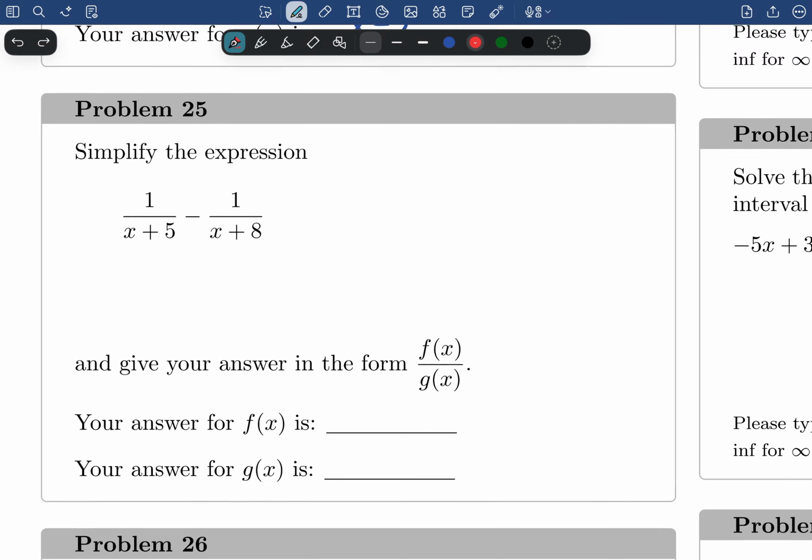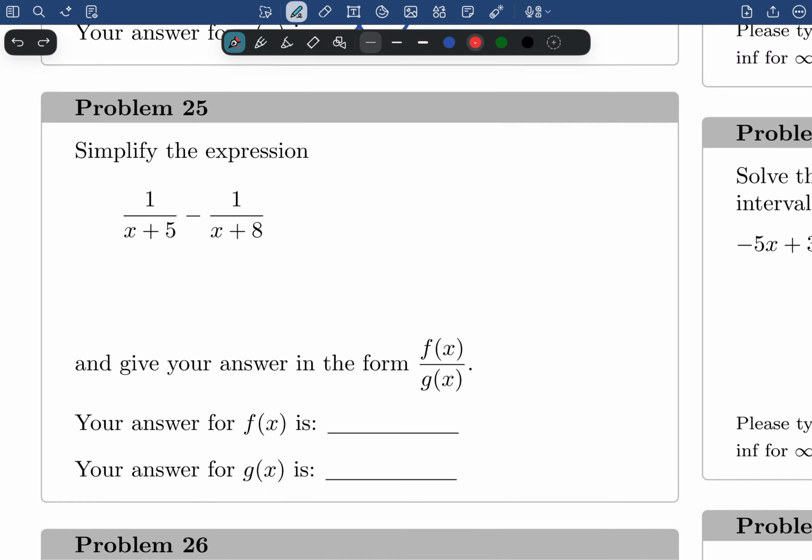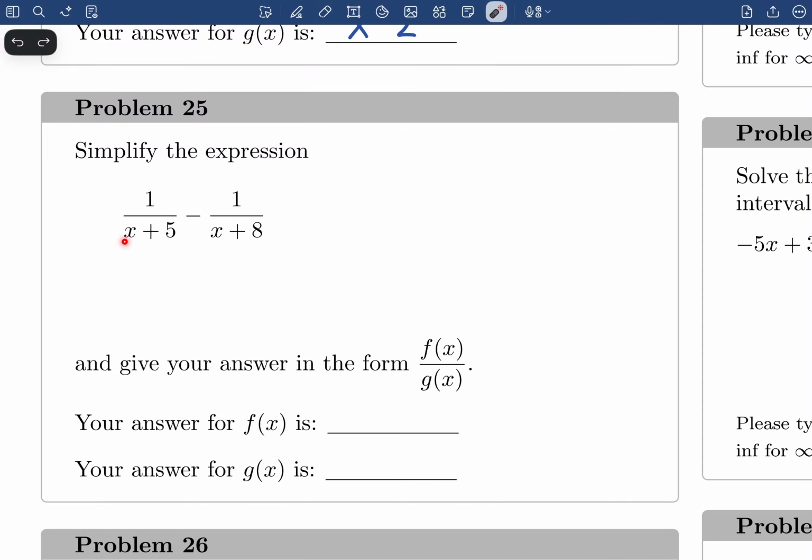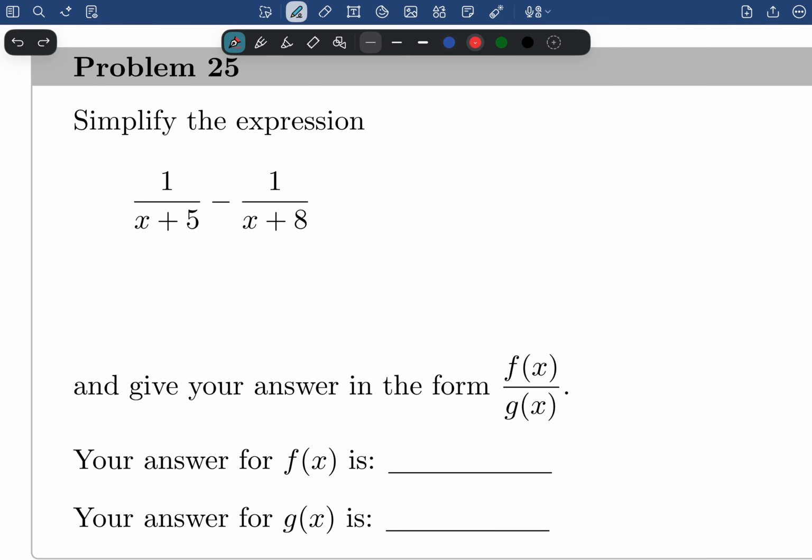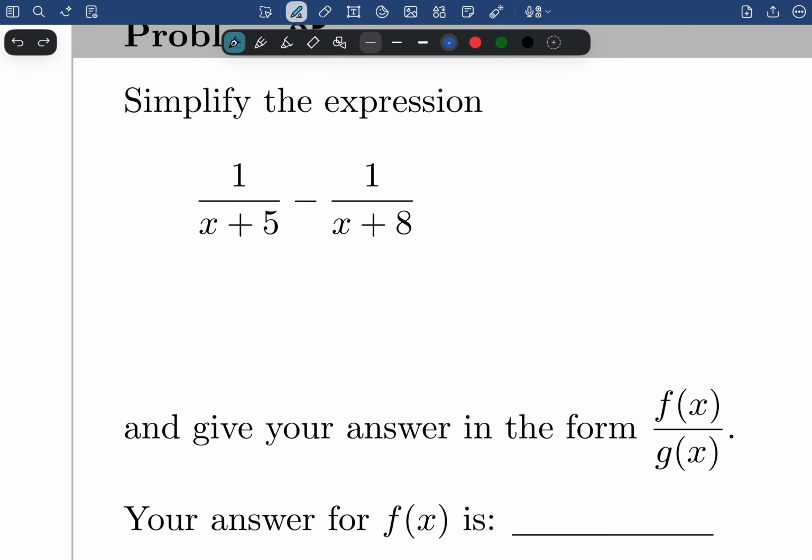Here we go. Problem number 25. Simplify the expression 1 over x plus 5 minus 1 over x plus 8. And how is this more complicated than the last one? Because the denominators are not the same. All right? So when the denominators are not the same, we need to find an LCD, a least common denominator.